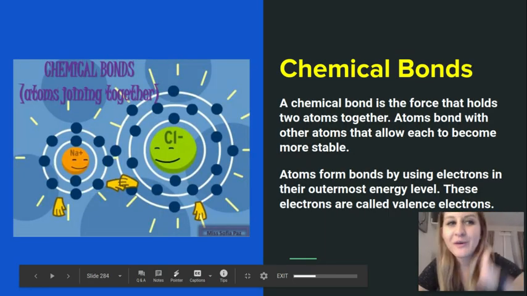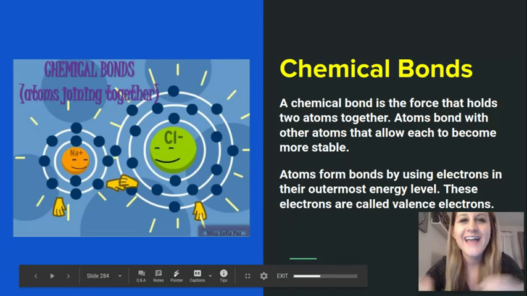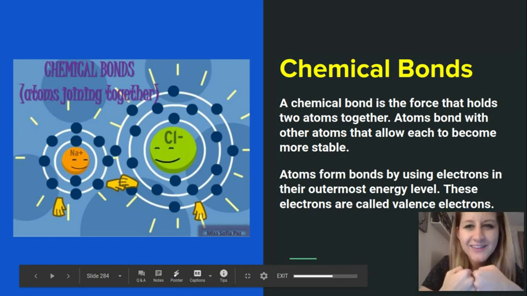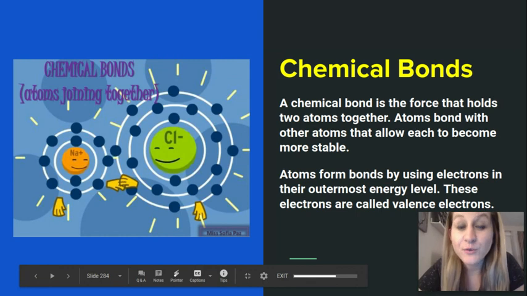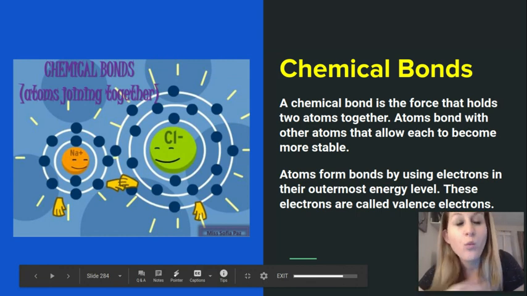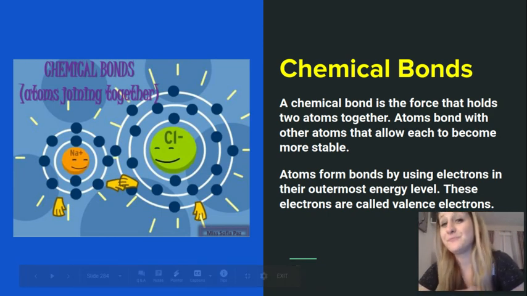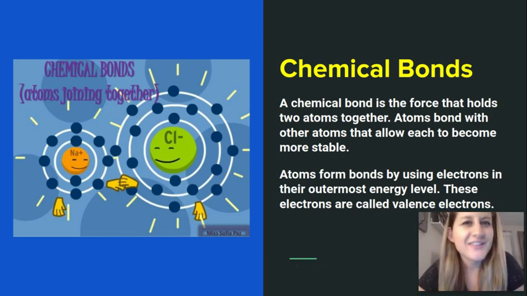Okay, chemical bonds. A great way to think of this is atoms joining together. They have a strong attraction to each other. So how does this happen, and why does this happen? Atoms bond with other atoms that allow each to become more stable. So that explains why they're trying to become stable, right? Atoms want to be stable, but sometimes they can only do that with the help of another atom. So that still doesn't tell us how.